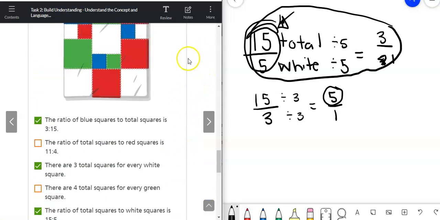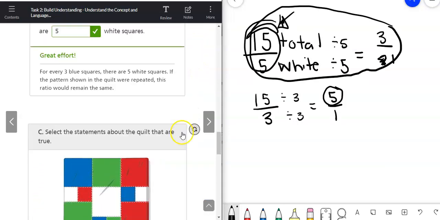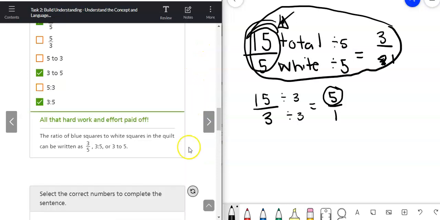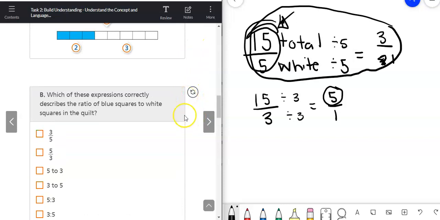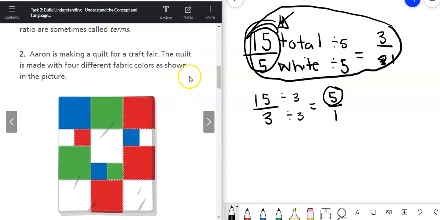So that is our build understanding for Module 5, Lesson 1. In the next video, we're going to do check understanding, and you can find that on page 141.